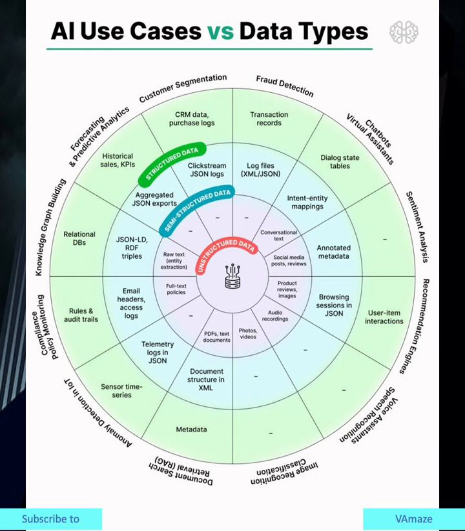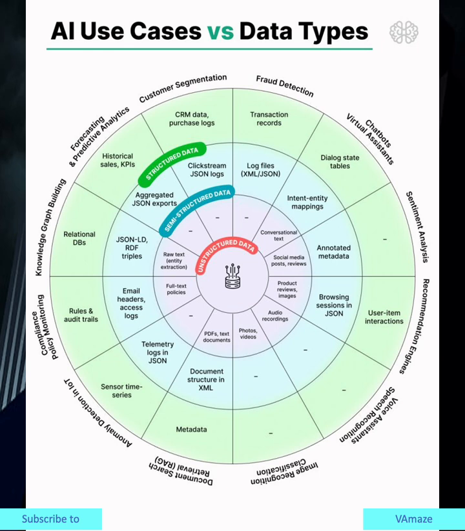Operational excellence, the efficiency engine. Predictive maintenance, demand forecasting, and supply chain optimization represent the operational AI use cases that have moved beyond proof of concept to production deployment. These applications succeed because they work with well-structured time series data that industrial systems have been collecting for decades. The key insight here is that these use cases don't require exotic data types. They extract maximum value from sensor data, historical records, and operational logs that most organizations already possess.